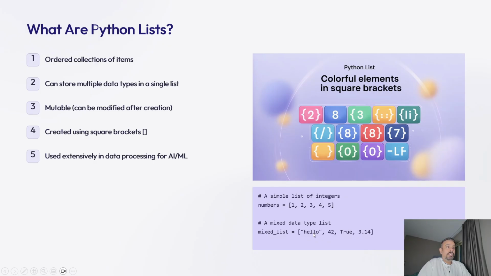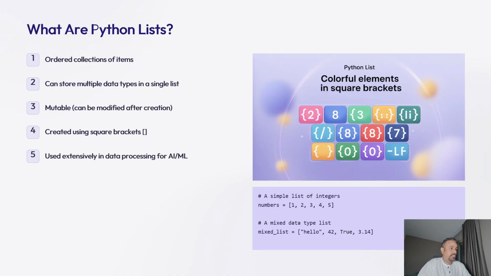Over here, you can see I have a string, an integer, a boolean, and a float, all data types together. This flexibility makes them perfect for representing various data in AI applications. And lists are mutable. It is not like strings. Strings are immutable, but lists are mutable, meaning you can change their content after creation, which is essential when pre-processing data for machine learning.